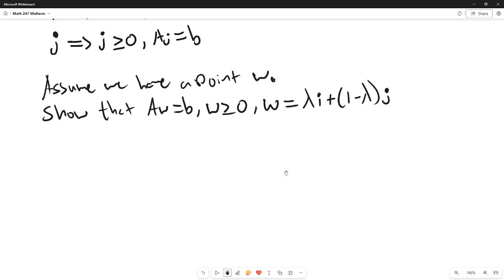Okay. Yeah. So again, we have to let, yeah, sorry, we don't have to show that W is equal to that. We just have to let W equal that. And then show that AW is equal to B.